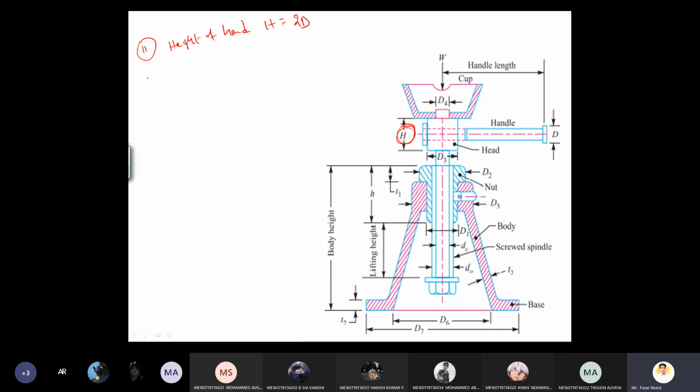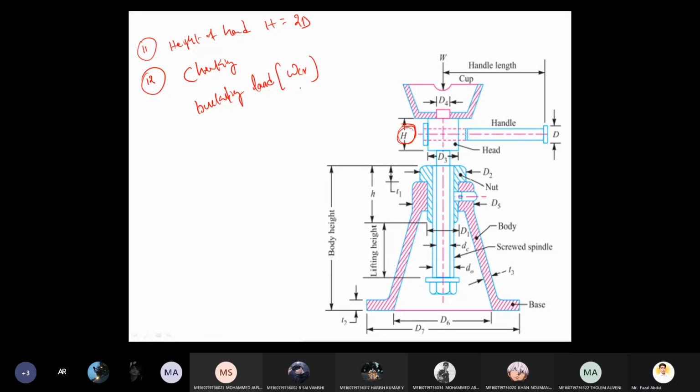Now 12th point, checking. What do we need to check here? The buckling load we need to check. Buckling load is a critical load. You already learned this topic in strength of materials, the critical load or buckling load for columns. The buckling load is denoted by WCR, right?